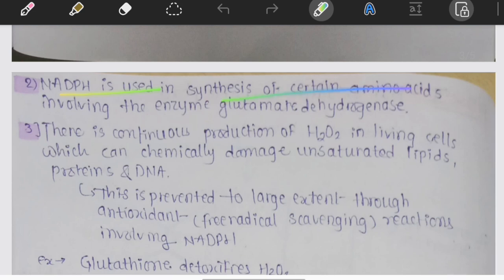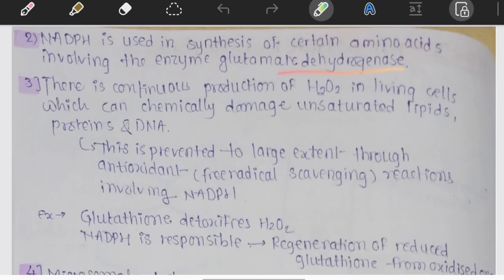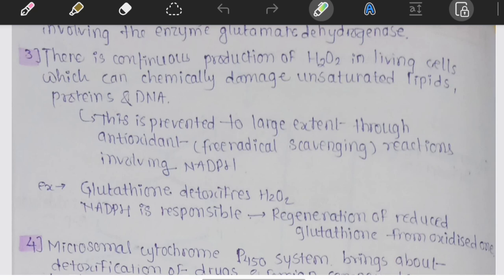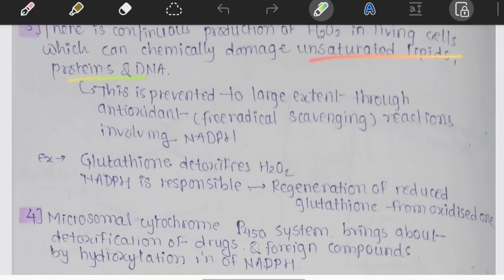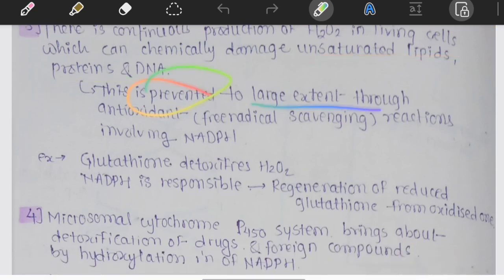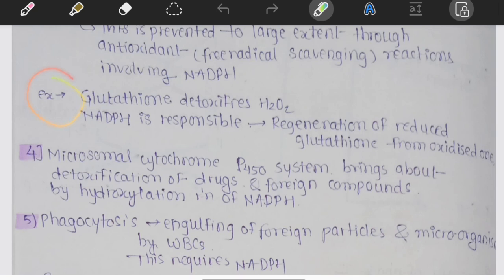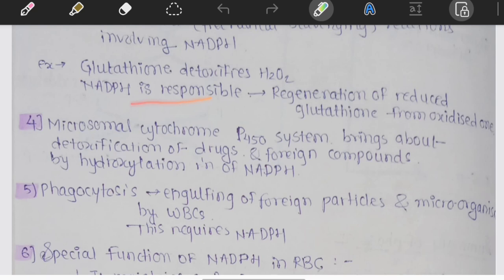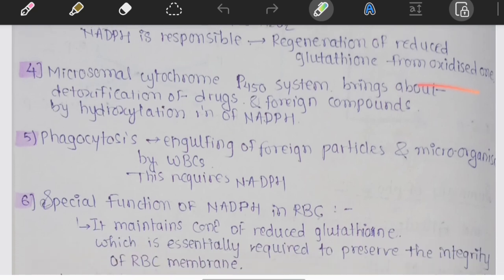NADPH is used in synthesis of certain amino acids involving the enzyme glutamate dehydrogenase. There is continuous production of H2O2 in living cells, through free radical reactions, which can chemically damage unsaturated lipids, proteins and DNA. This can be prevented to a large extent through antioxidant free radical scavenging reactions involving NADPH. In one reaction, glutathione detoxifies H2O2, and NADPH is responsible for regeneration of reduced glutathione from oxidized glutathione.